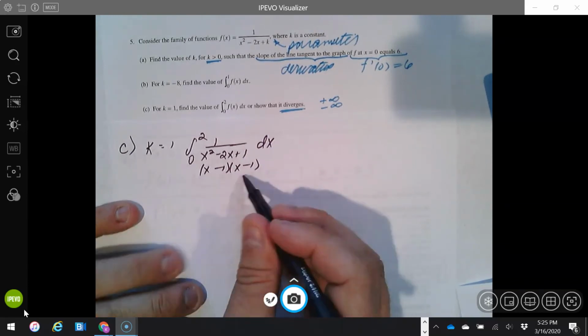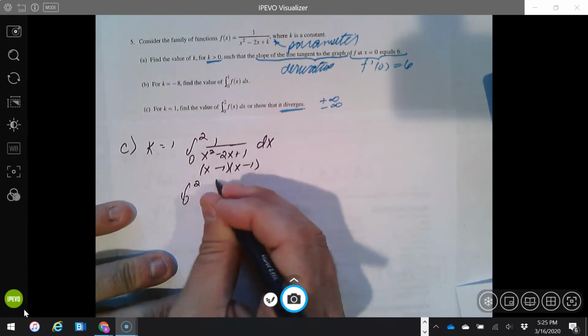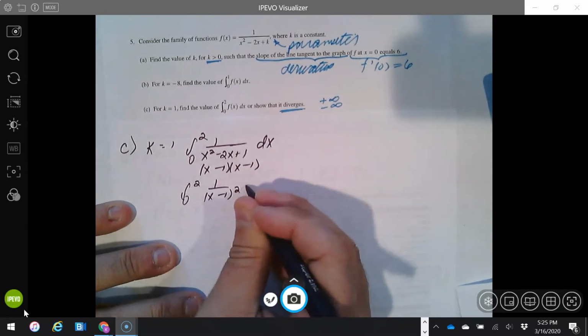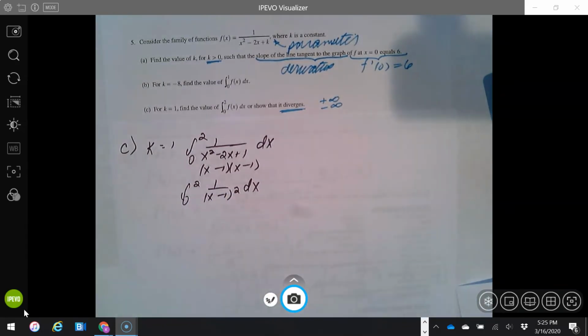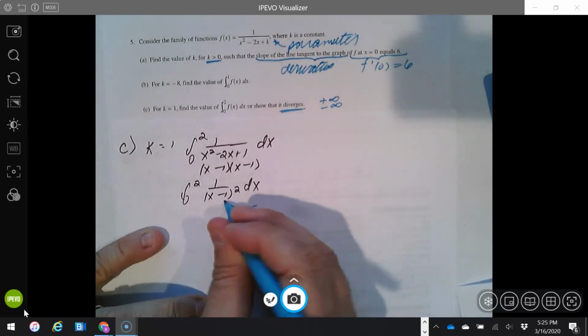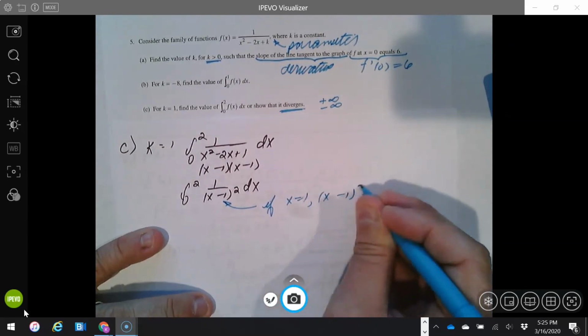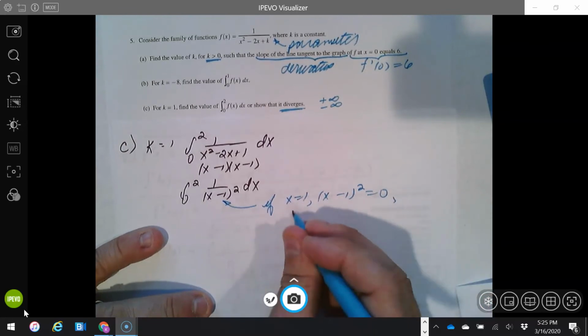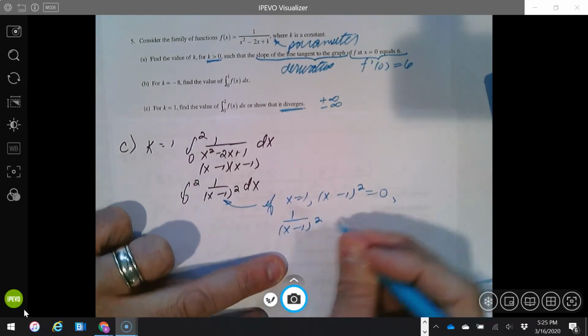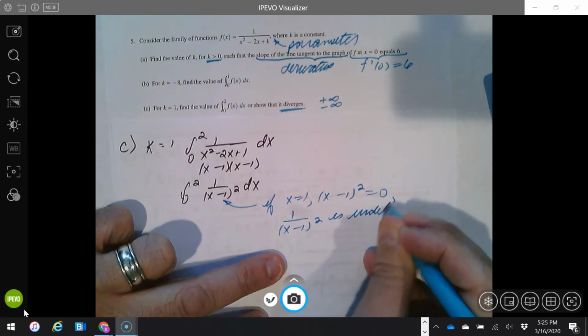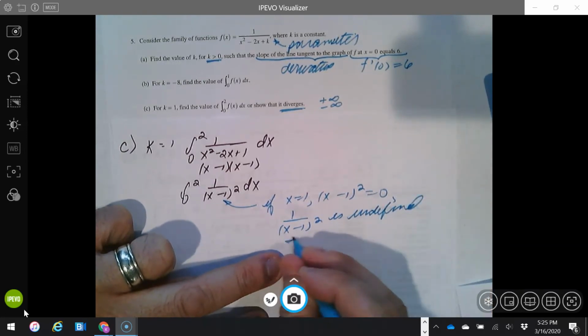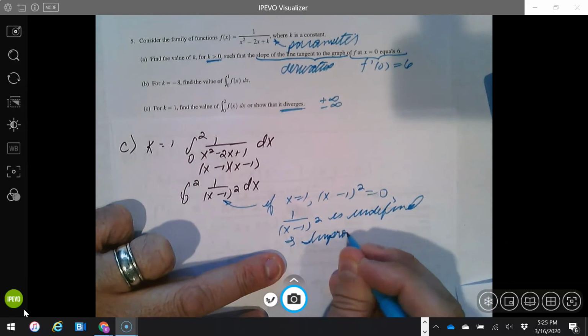These are repeated factors. That means I can rewrite my problem as the integral from 0 to 2 of 1 over (x minus 1) squared with respect to x. And you might be thinking, what's the problem? The problem is that in your denominator, if x equals 1, (x minus 1) squared equals 0, which means that 1 over (x minus 1) squared is undefined. That means you've got an improper integral.